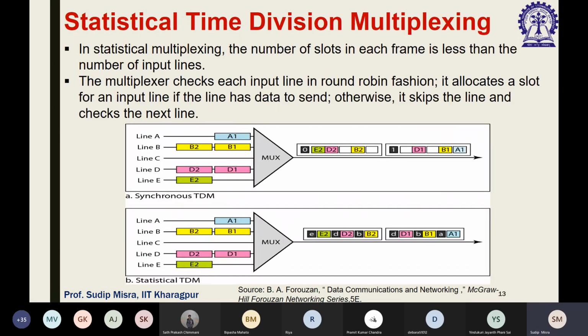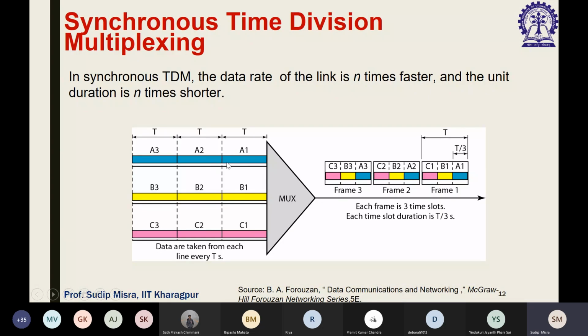Now there is another type of multiplexing which is called statistical time division multiplexing. The problem with synchronous time division multiplexing is that if you have empty slots, what is going to happen? So let us say that you have something like this. Here you did not have any empty slots. Every slot was occupied by one frame from each of these different lines.